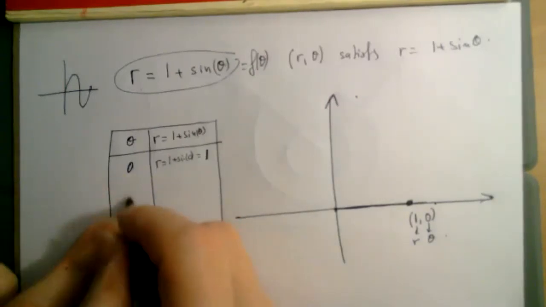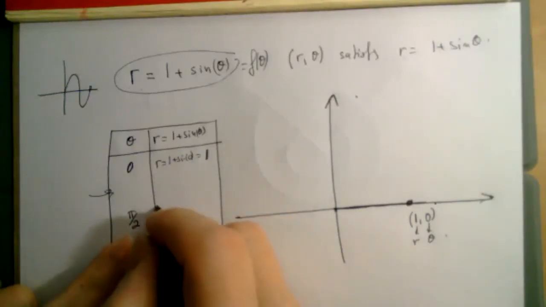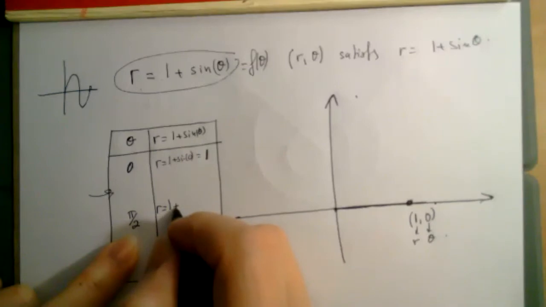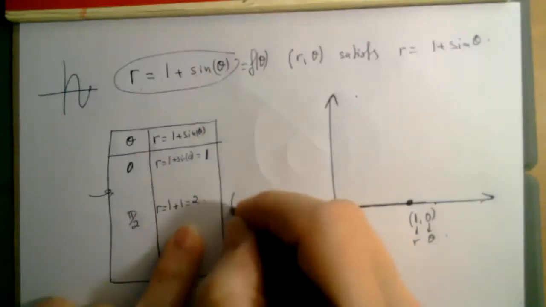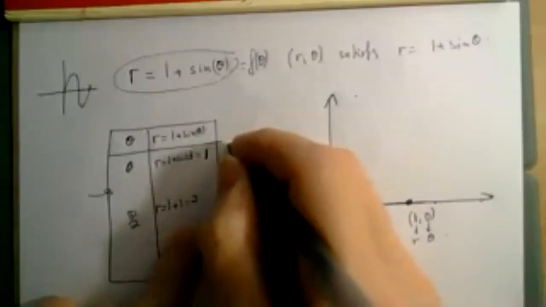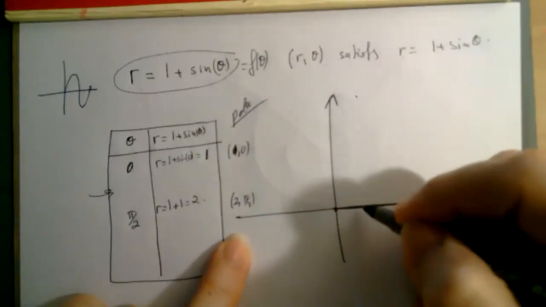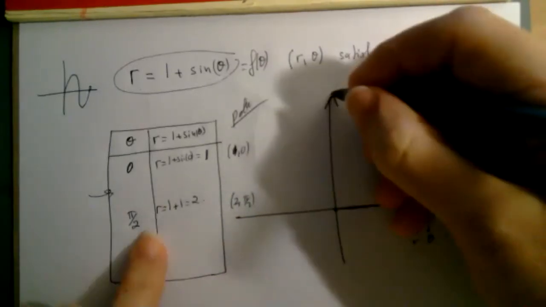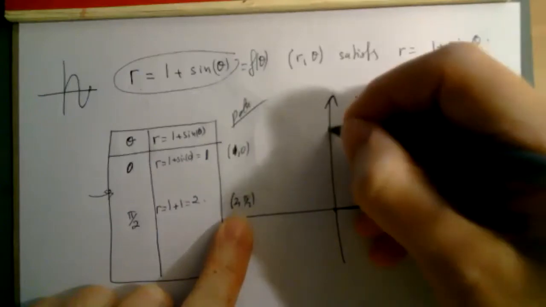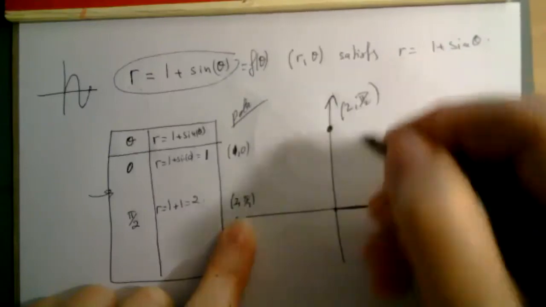Now, pi over 2. What is my r? It's 1 plus the sine of pi over 2, which equals 2. So this will correspond to the point (2, pi over 2). The previous one corresponded to the point (1, 0) in polar. Theta equal pi over 2 means I start from the polar axis to here, so I am on this line. And my r is 2, it means I am 2 units away. So that's the point (2, pi over 2) in polar.